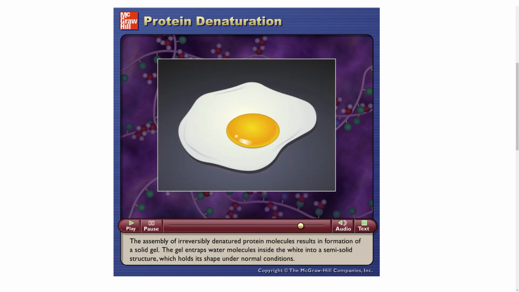The assembly of irreversibly denatured protein molecules results in formation of a solid gel. The gel entraps water molecules inside the white into a semi-solid structure, which holds its shape under normal conditions. Other examples of denatured protein assembling into three-dimensional structures include the baking of yeast-risen bread, coagulation of meat proteins by cooking in such products as hot dogs, and in the solidification of gelatin upon cooling of a solution.